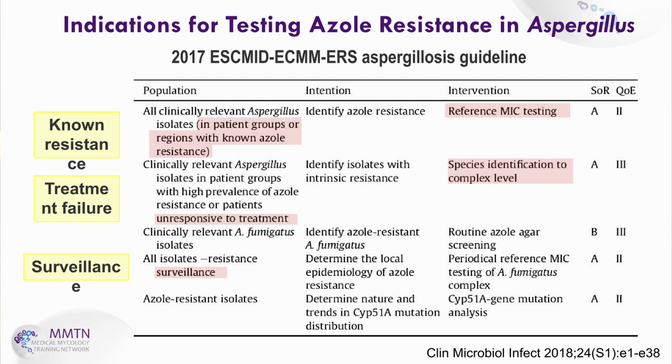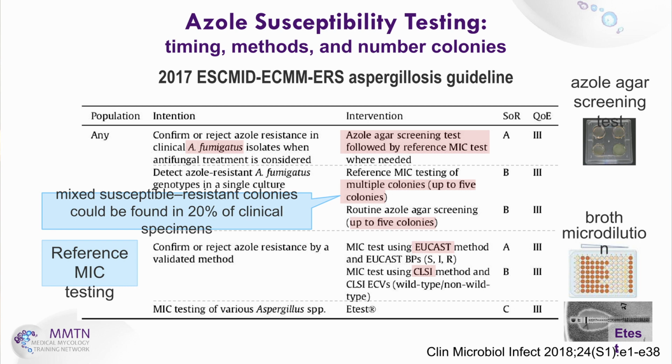To detect azole resistance, we can identify the isolate to species complex level. We can also do reference MIC testing to detect azole resistance. And the ECMM guideline also recommends methods for azole-resistance testing, including the azole-agar screening test and reference MIC testing using both broth microdilution and the E-test. For all clinical Aspergillus fumigatus isolates, when antifungal treatment is considered, we can use the azole-agar screening test first, followed by reference MIC testing.